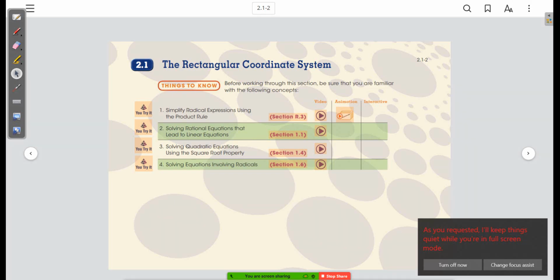All right, today we're talking about 2.1, the rectangular coordinate system.